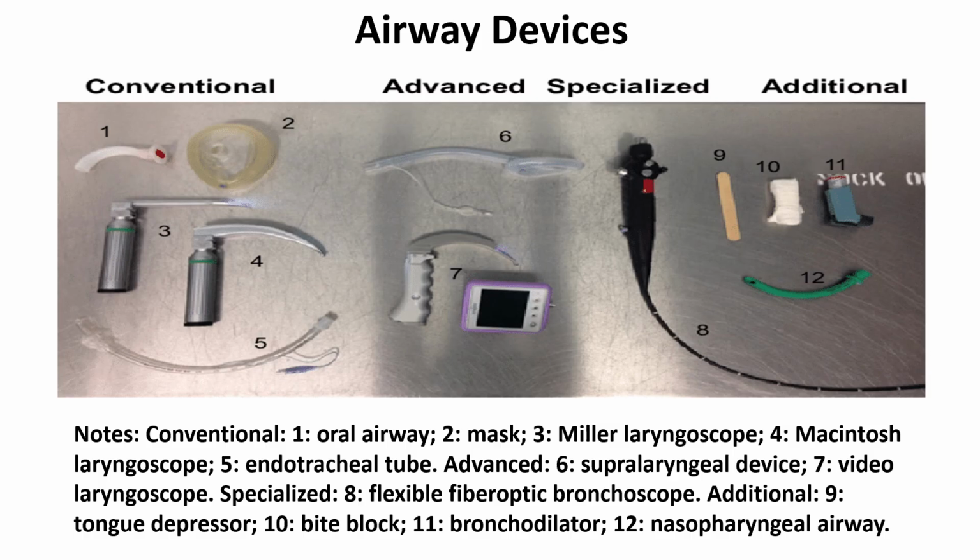Third step, to be anticipating for every patient, from the conventional to additional airway devices. Here we see all the airway devices available: oral airway, mask, Macintosh and Miller laryngoscopes, and the intratracheal tube. For every patient, we should have two sizes of tube, one of the same or expected size and one of lower size.